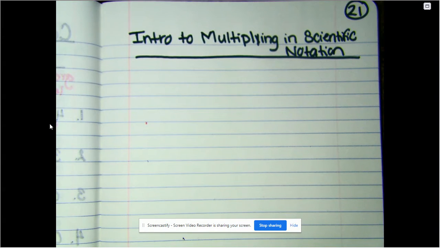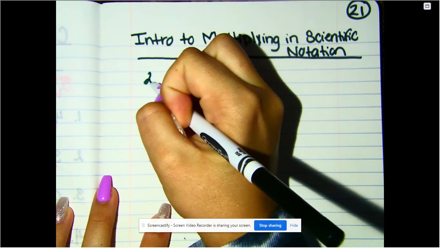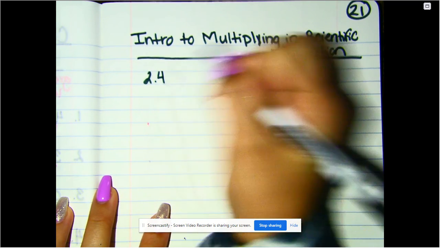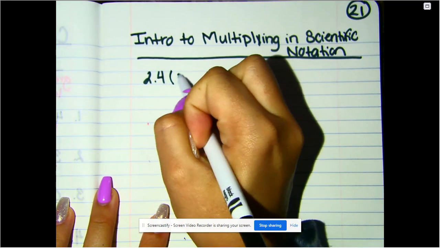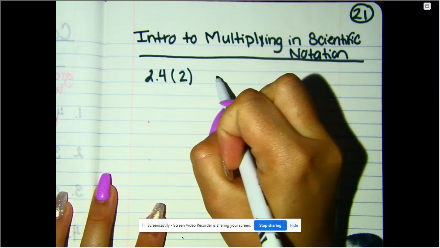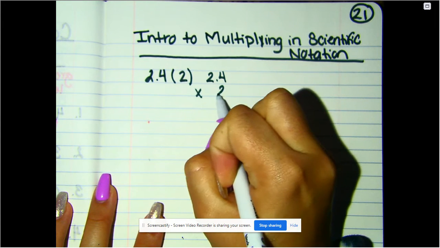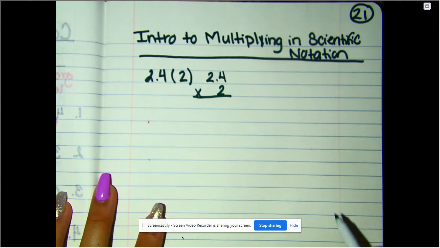This video, we're going to be going over 8th grade Intro to Multiplying in Scientific Notation. Before we dive into multiplying in scientific notation, let's recall how to multiply with decimals. So if we have the number 2.4 times 2, I'm going to multiply these by hand. So we have 2.4, again, times 2, or 2 and 4/10 times 2.